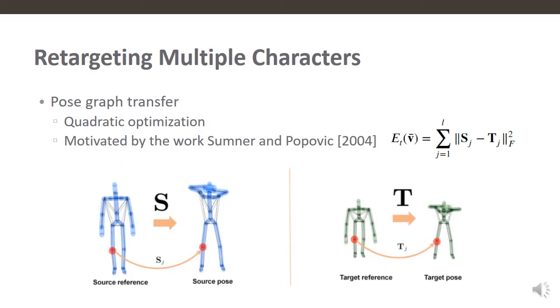The purpose of the quadratic optimization problem is to preserve the details and local features of the source graph geometry during the retargeting process. Motivated by the work of Sumner and Popovic, our retargeting process can be defined as the minimization of errors from the source and target transformation.